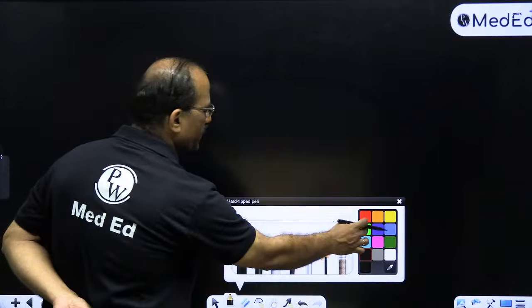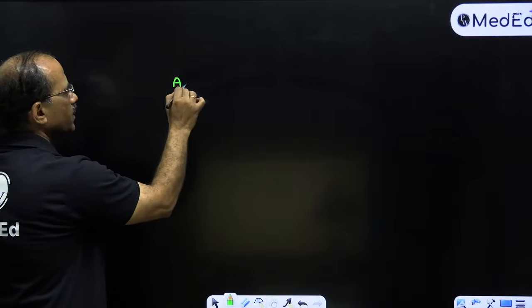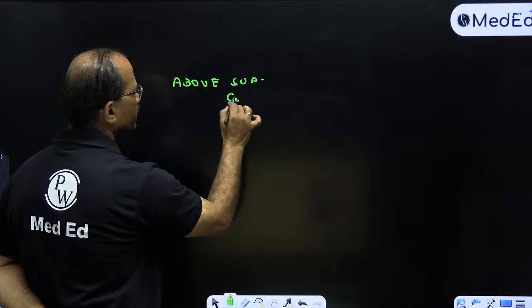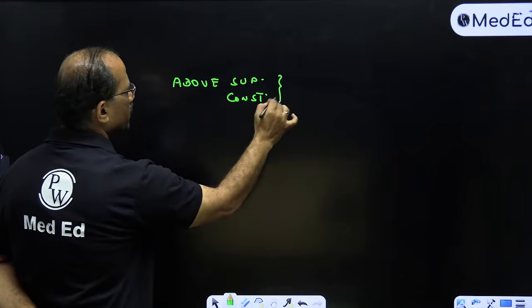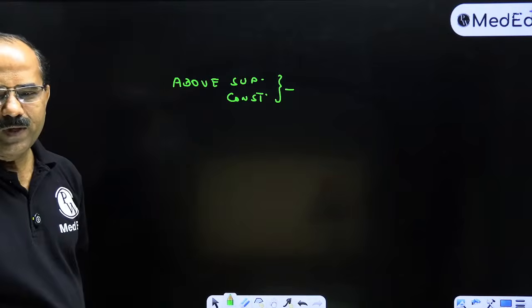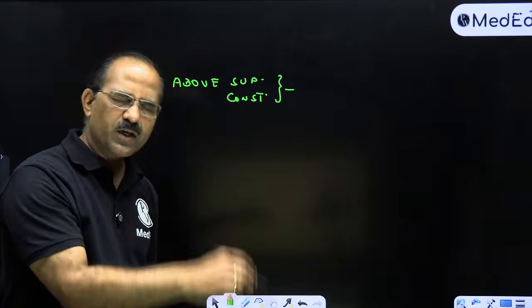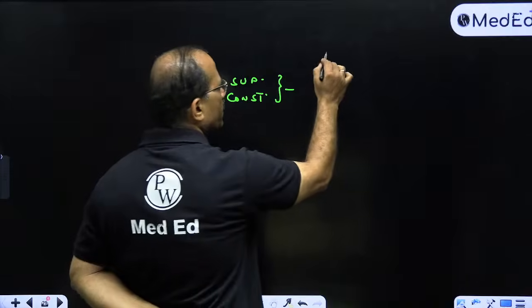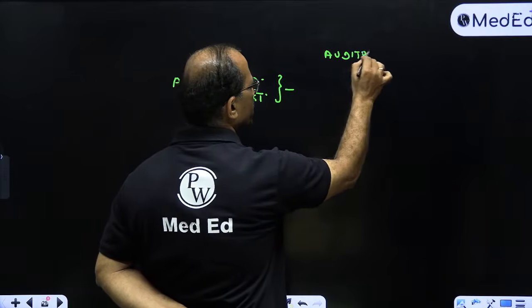Can anyone tell me structures passing above the superior constrictor? ये हमेशा आता है. बोल सकते हो? This you have to know. Structures passing above the superior constrictor is the auditory tube.